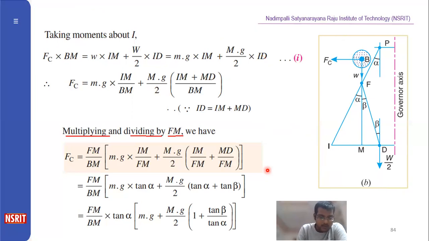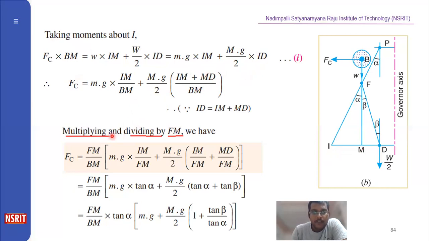So you have to take Fc into BM and w into IM, the perpendicular distance. Similarly, W by 2 into ID. As you know, small w is equal to mg and capital W is equal to capital M into g. Now, again, Fc is equal to mg into IM by BM plus Mg by 2 into IM plus MD by BM value.